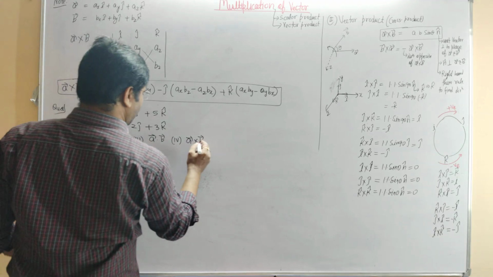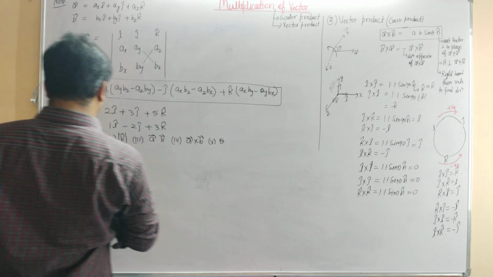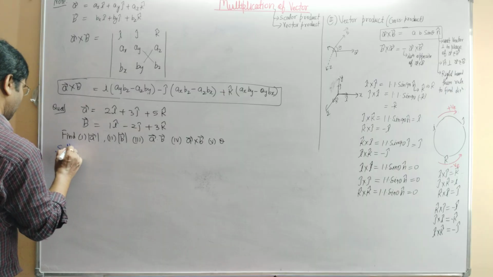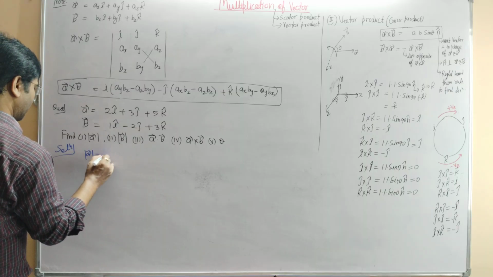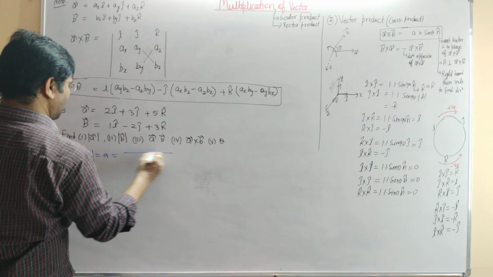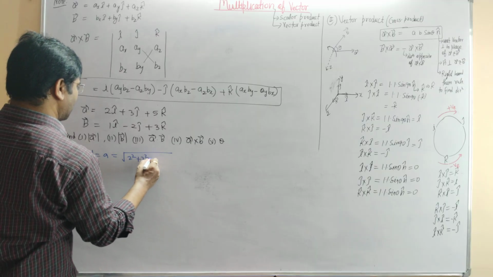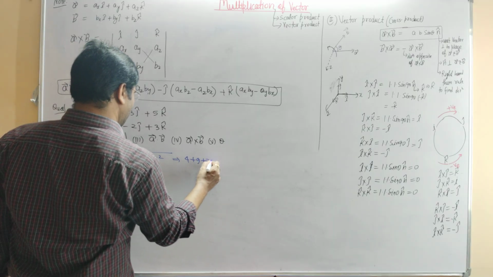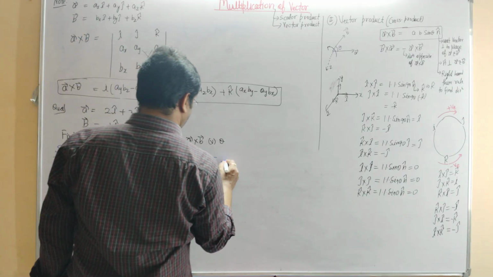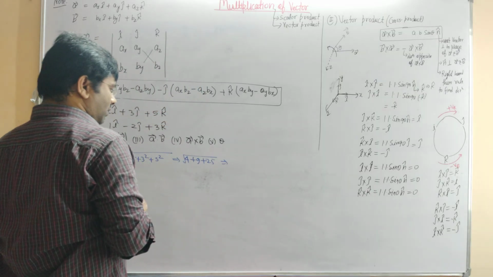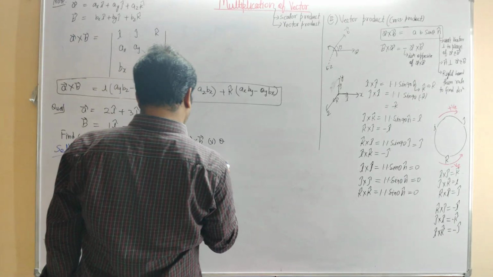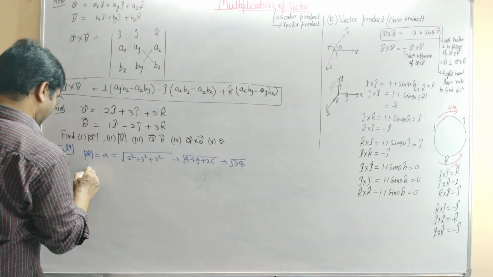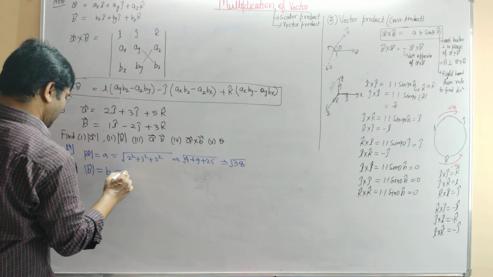Okay, so here we can also solve for the angle theta between vector a and b. Let's take the first one, vector a mod, that is a. So this value will be, of course, 2 square, 3 square, 5 square. This is 4 plus 9 plus 25, which is 38. So root 38.